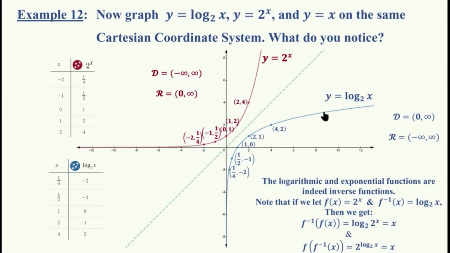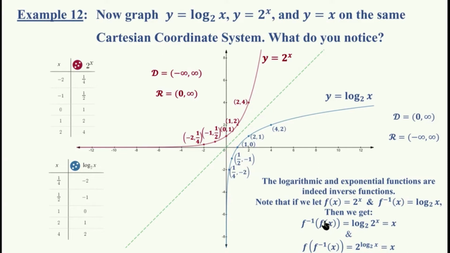So they switch domain and range. Notice that the domain of the red graph, which is y equals 2 to the x, is all real numbers, and that's the range of the blue graph. They switch domain and range. The range of the red graph is all positive real numbers, and that becomes the domain of the blue graph. So they are precisely inverse functions.